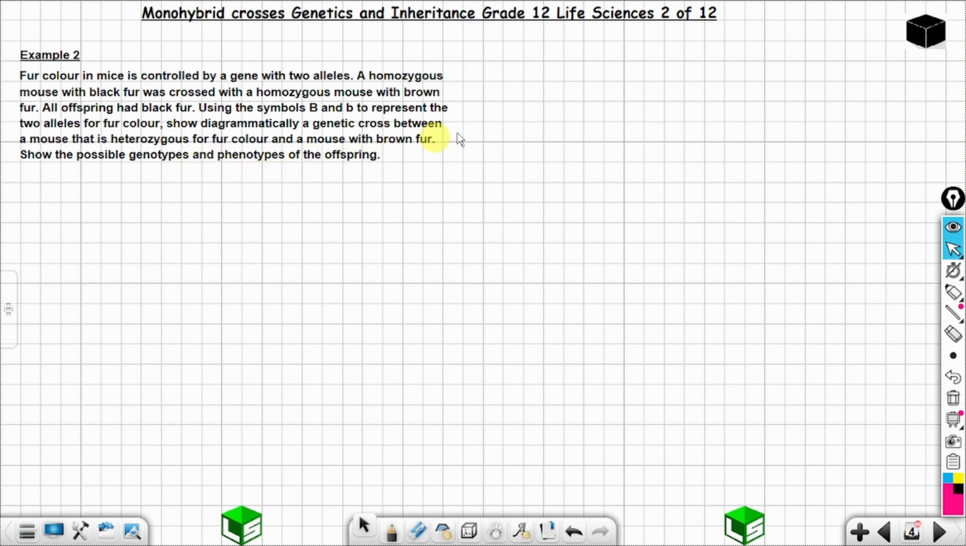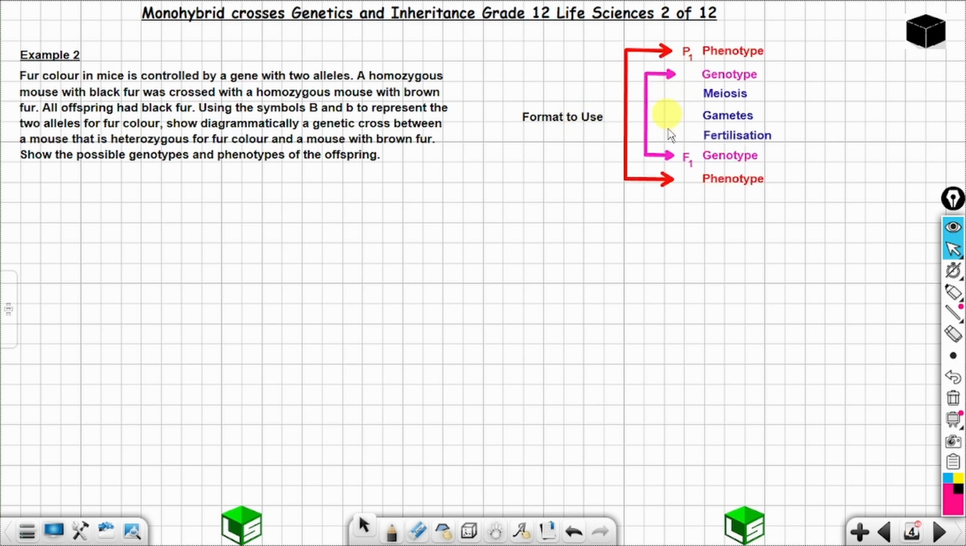Okay, so you are going to use this format. Remember from the previous slide. Okay, solution. You are going to start with P1. Phenotype. So the question is, show diagrammatically a genetic cross between a mouse that is heterozygous for fur color and a mouse with brown fur. Show the possible genotypes and phenotypes of the offspring.